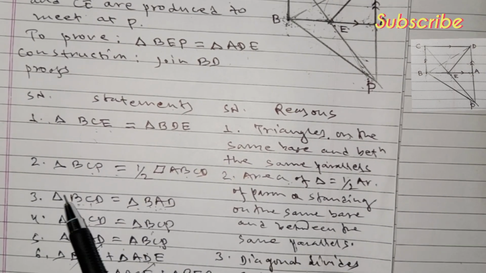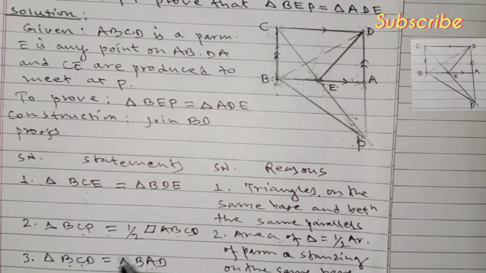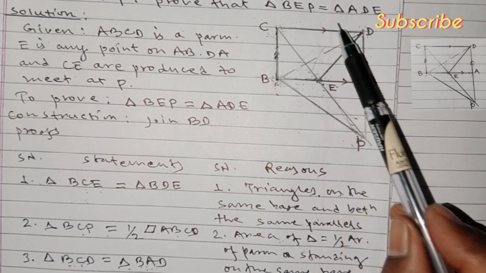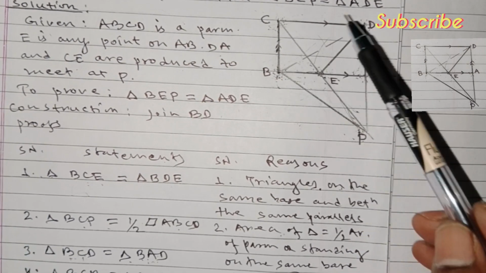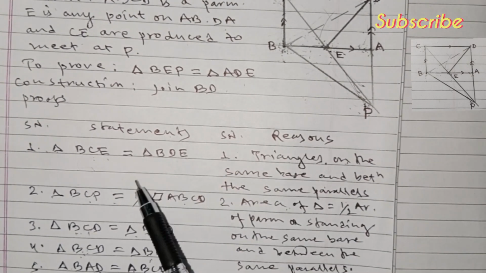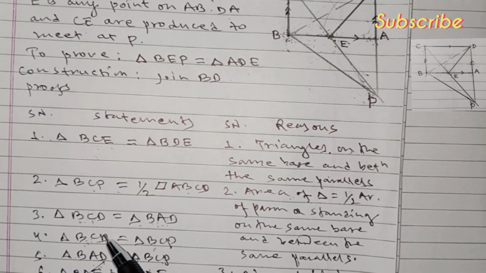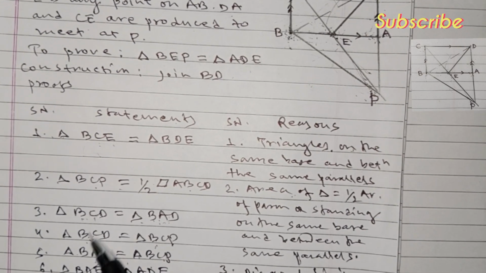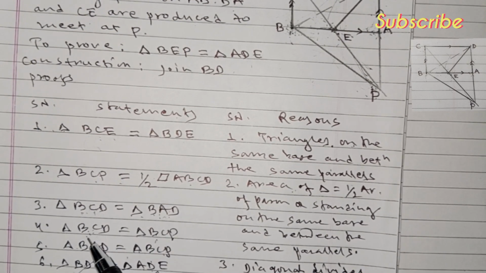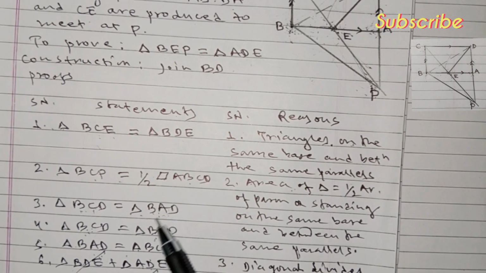So dear students, by combining statement 3 and 4, that means in statement 3 we have got triangle BCD is equal to triangle BAD because diagonal divides a parallelogram into equal triangles. And in statement 4 we have got triangle BCD is equal to triangle BCP. So by combining the two statements, LHS parts are same, so we can write RHS parts also equal. So after combining statements 3 and 4, we get triangle BAD is equal to triangle BCP.